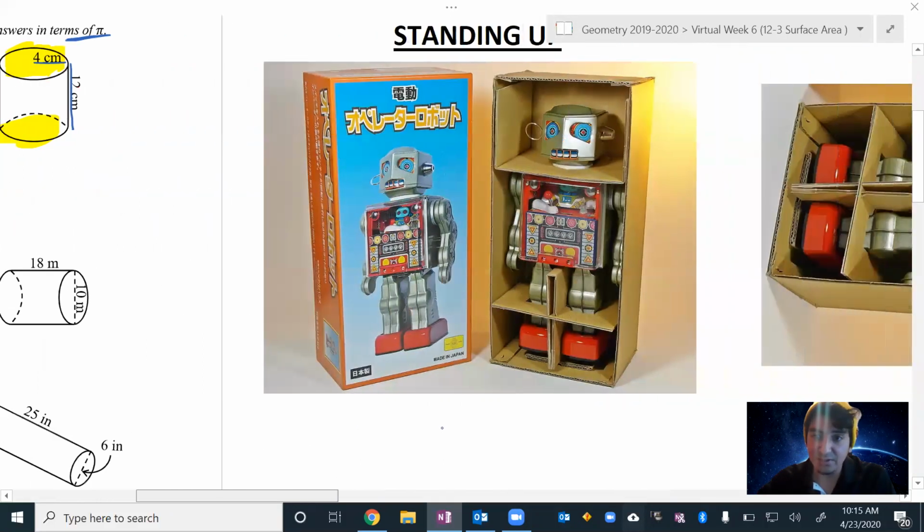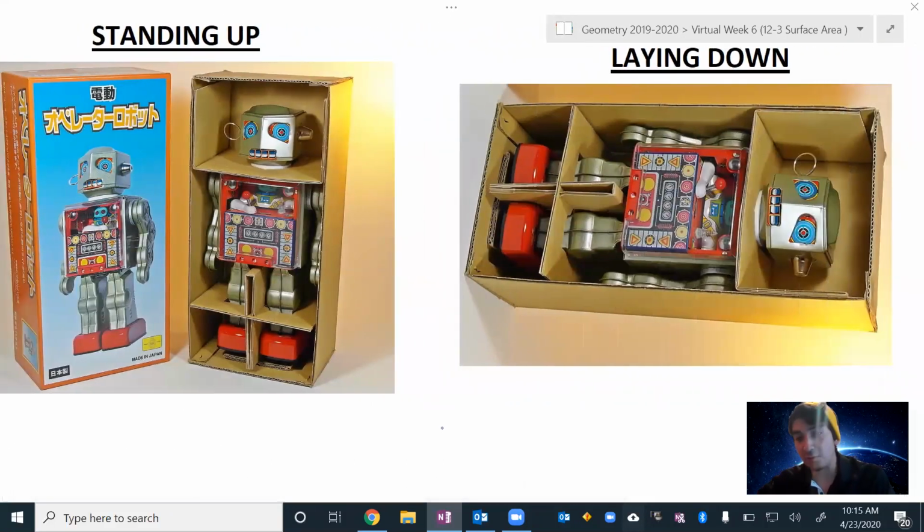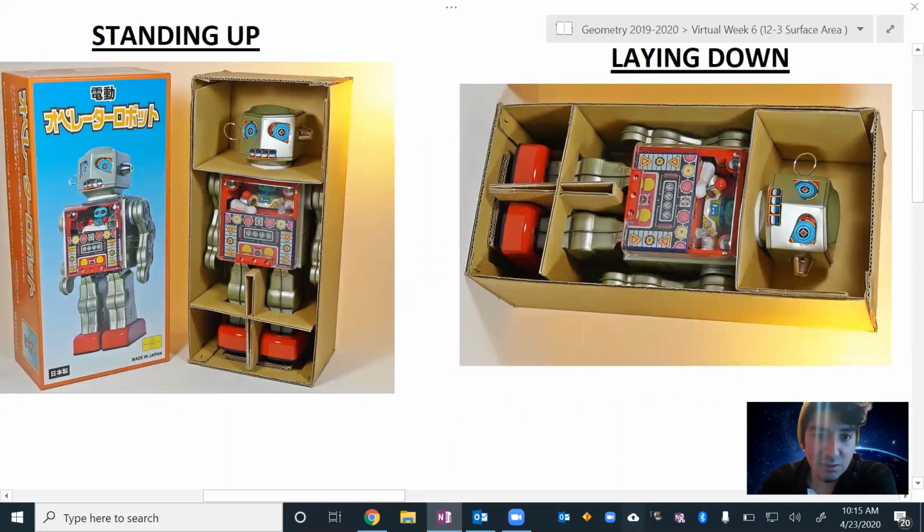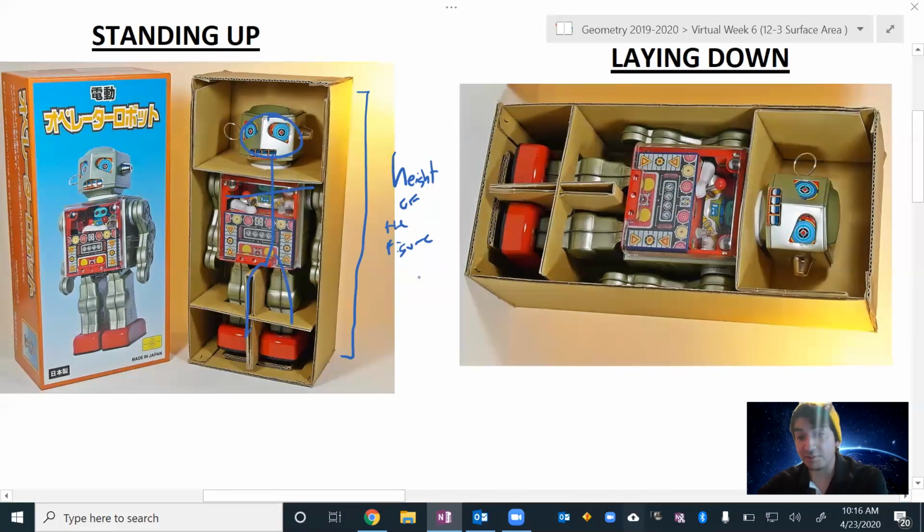Now, when using prisms, and that's why I use this example right here with the robot, you can identify what's the actual height of this robot, okay? So the height would be considered from here to here. So that's the height of the figure, okay? So that's the prism in this case. Now I use the robot to help you see what the height of this prism is visually.